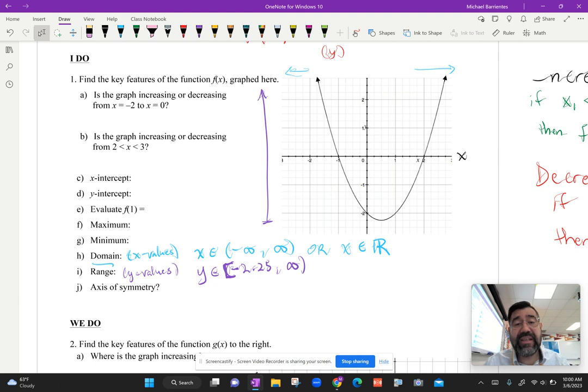But in a nutshell, I think you remember what domain is. If you don't, I hope that helps. We'll do another example here in the we do after I do the I do.